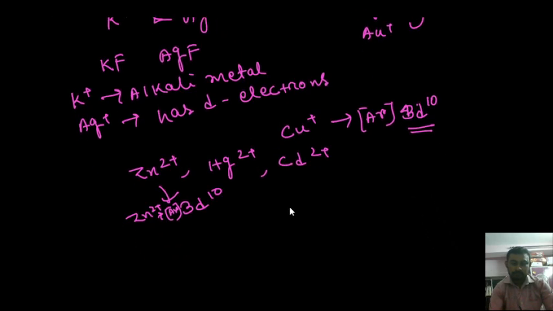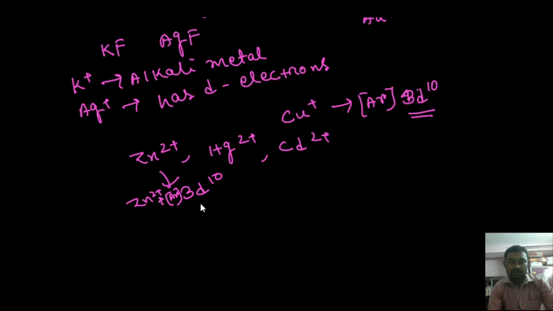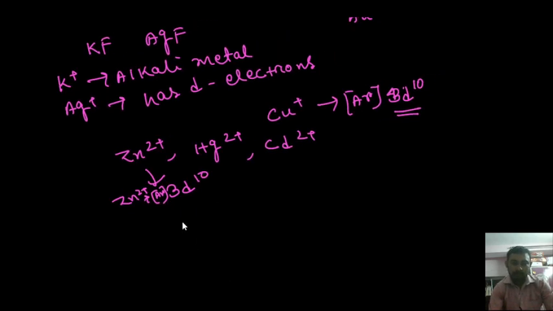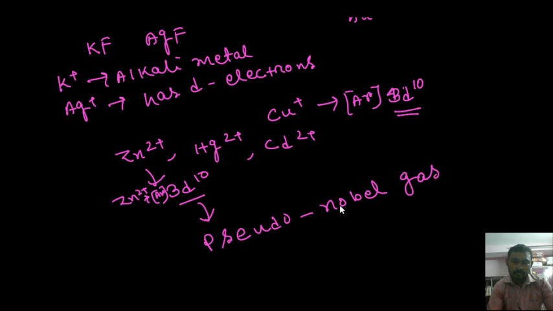So as that compound has fulfilled d, this compound, generally Zn2+, Hg2+, Cd2+, is called a pseudo noble gas configuration, because all atoms or all elements will try to attain the nearest noble gas configuration.